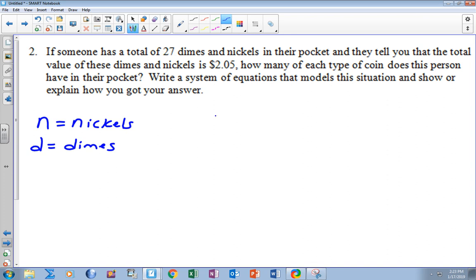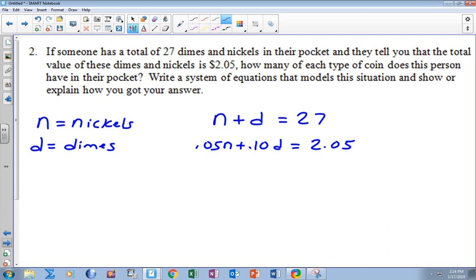So I want one equation in terms of the number of coins I have in my pocket. Then they also told me how much money I have, and I know how much a dime and a nickel are worth. So I can write an equation in terms of the amount of money. I don't know how many nickels the person has, but 0.05 times the nickels, plus 0.10 times the dimes, 5 cents and 10 cents, has to equal the total amount of money in the pocket, $2.05, right?